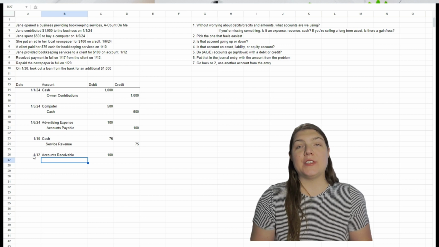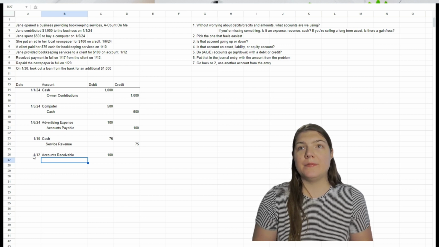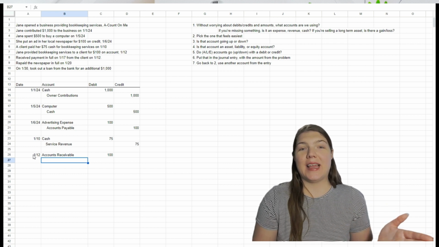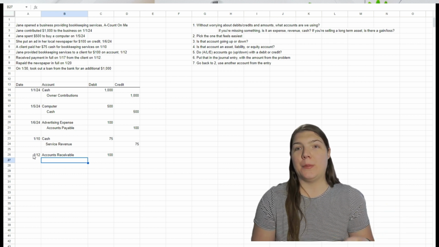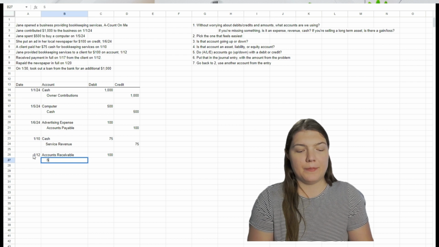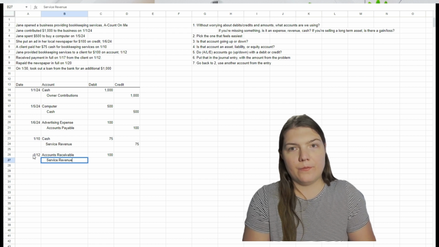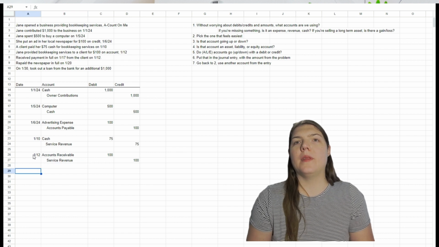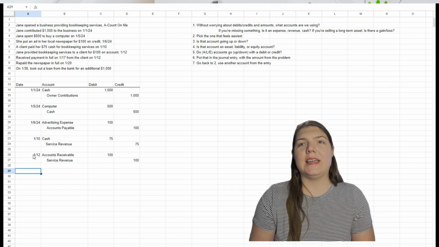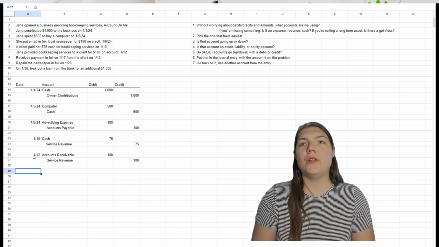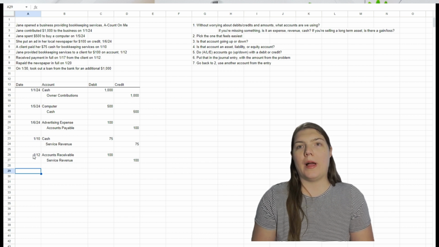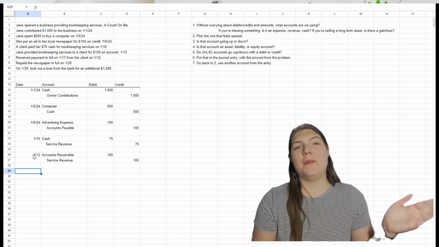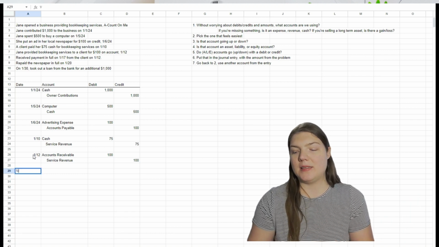And again, it's service revenue for the bookkeeping services. Revenue is an equity account. It's going up. Equity goes up with a credit, just like last time. Okay. Then on 1/17, we received payment in full from the client on 1/12. So on January 12th, we performed services for them, and then on January 17th, they paid us.